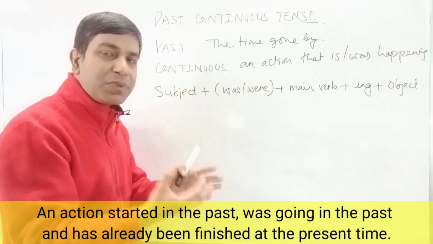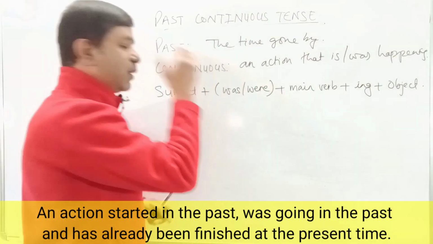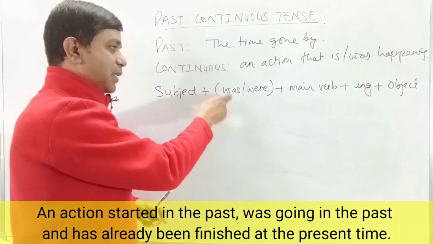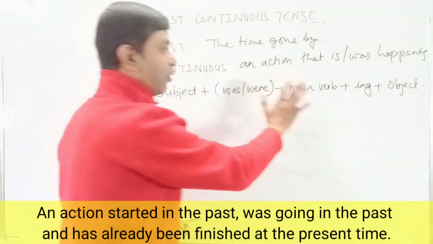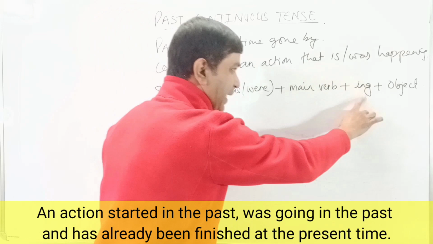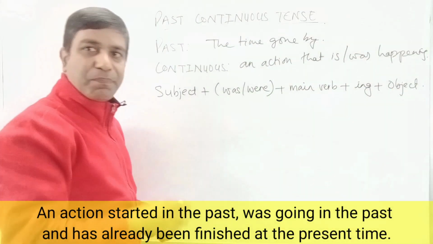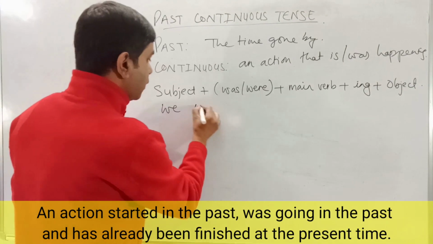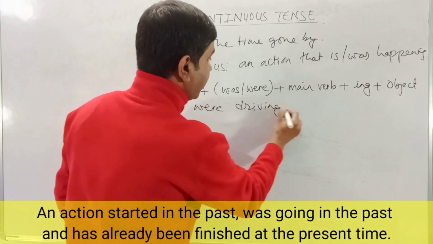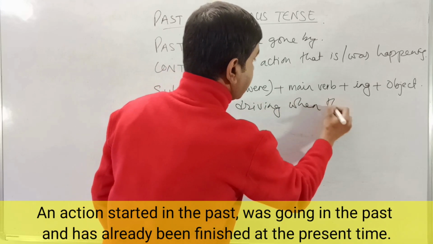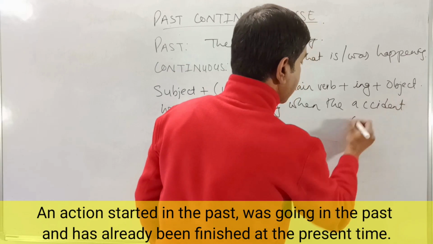It is formed by using subject, was or were, was if the subject is singular and were if the subject is plural, followed by main verb with ing added, and then the object. For example, we were driving when the accident occurred.